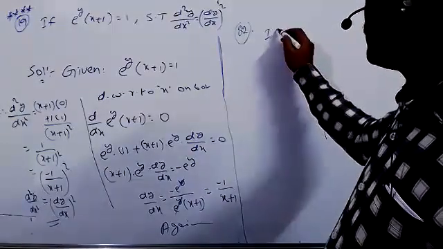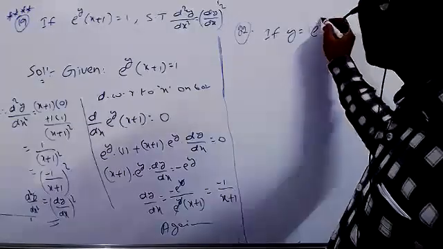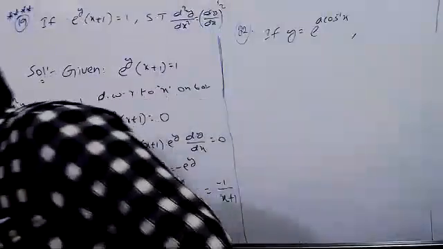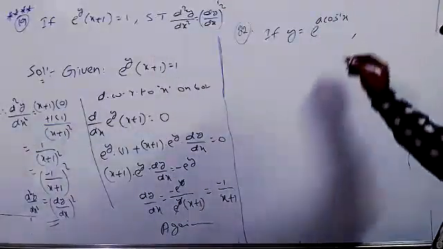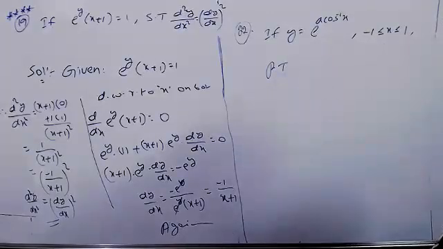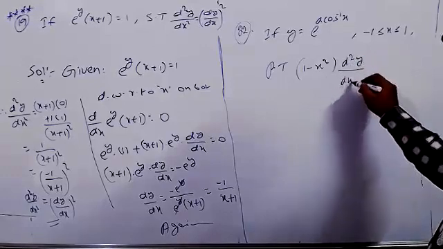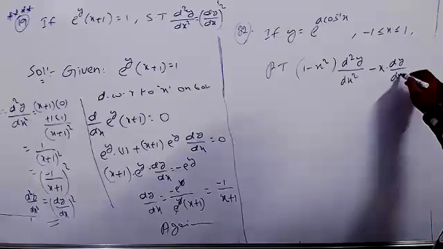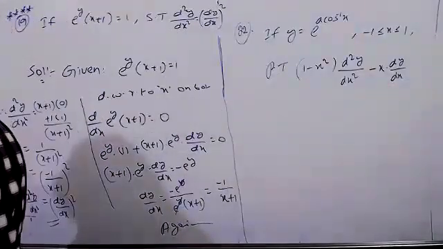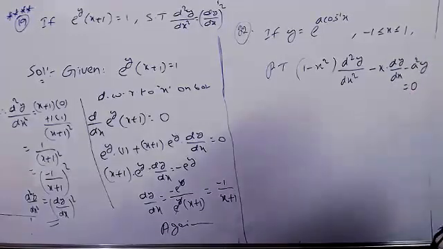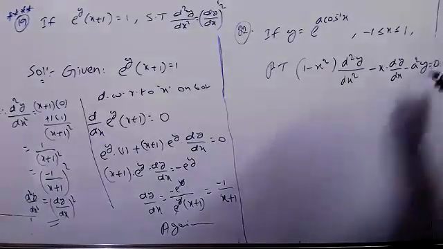Then this is question 22. If y equal to e power a cos inverse of x, where minus 1 less than or equal to x less than or equal to 1, prove that 1 minus x square into d square y by dx square minus x into dy by dx minus a square y equal to 0.